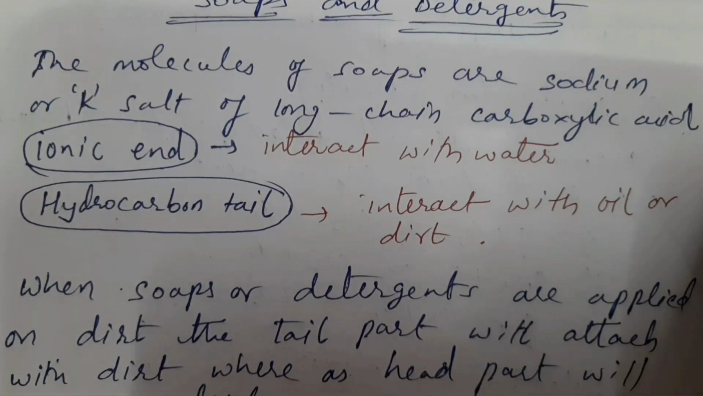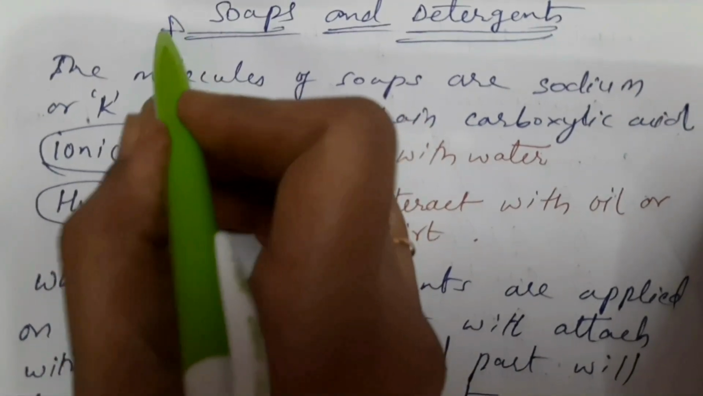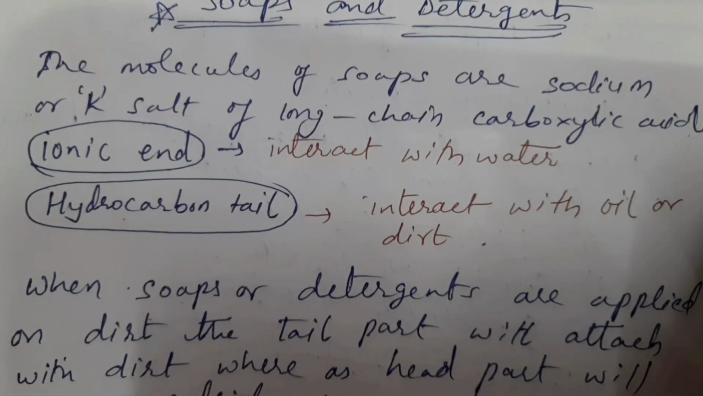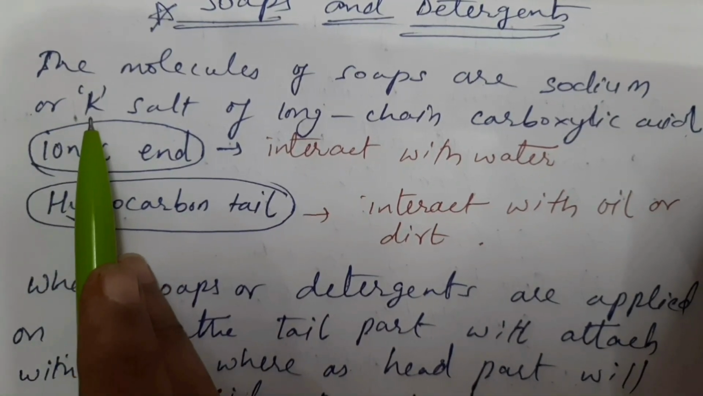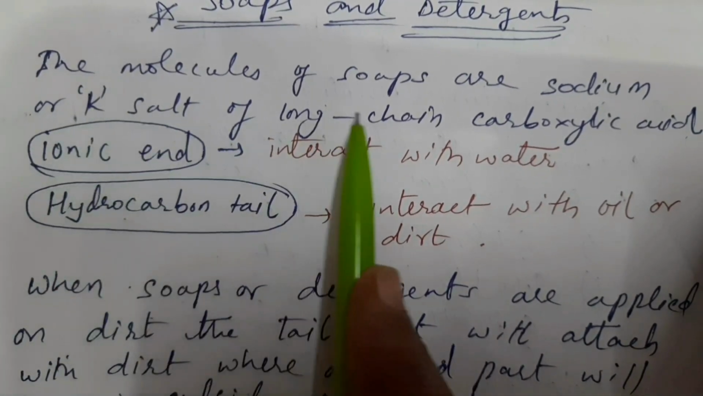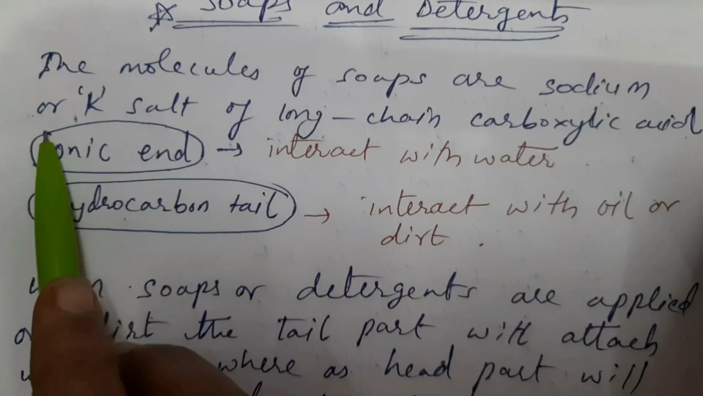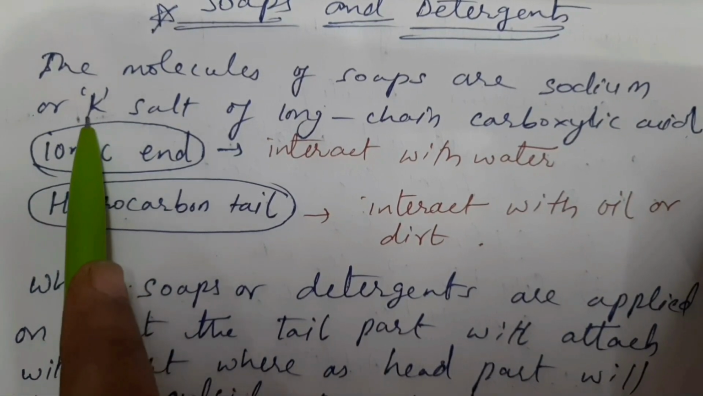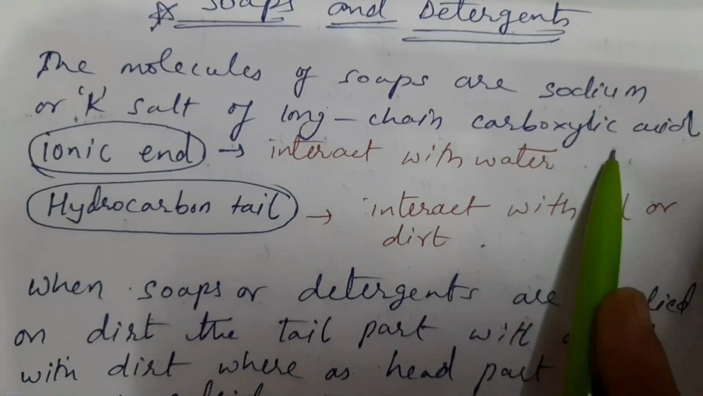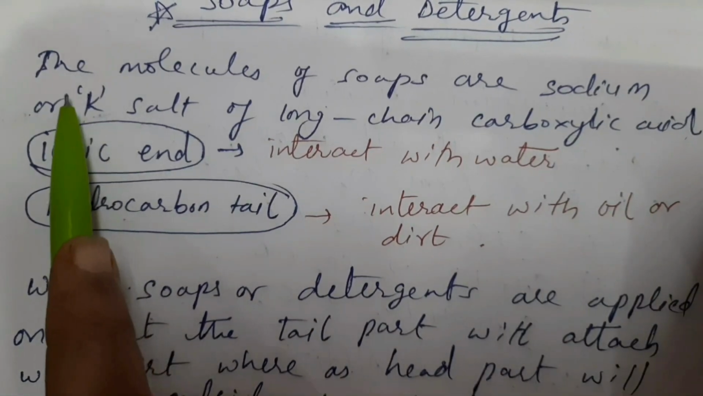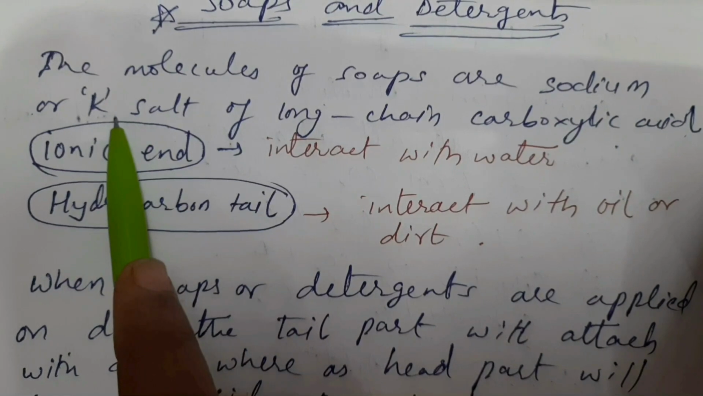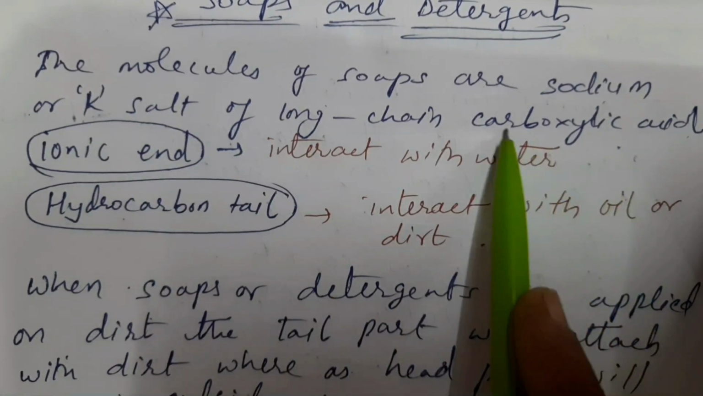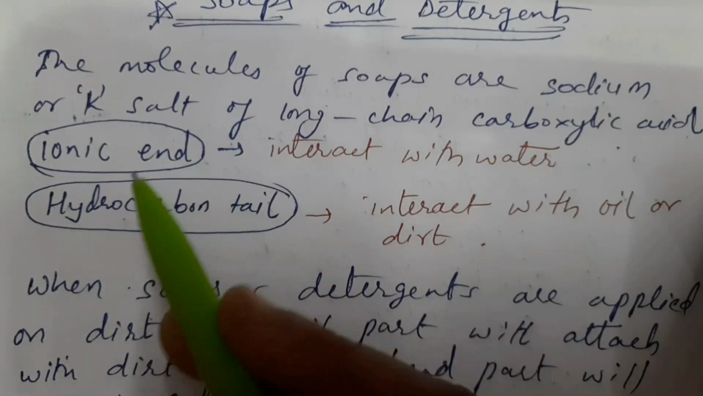This is the last topic of the chapter, soaps and detergents. So this is also one more separate question. Now, how are soaps and detergents prepared, or what are soaps and detergents? So here the molecules of soap are sodium or potassium salts of long chain carboxylic acid. Here you need to remember what soap is. They are the molecules which are the salt of sodium or potassium, and there is a long chain of carboxylic acid.